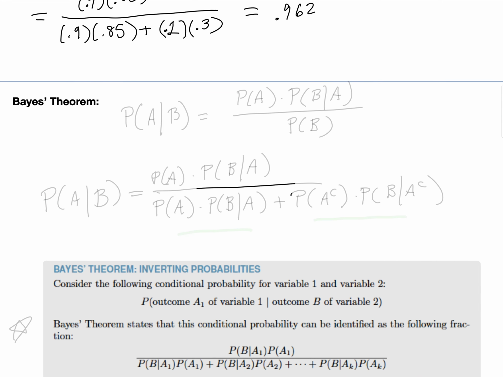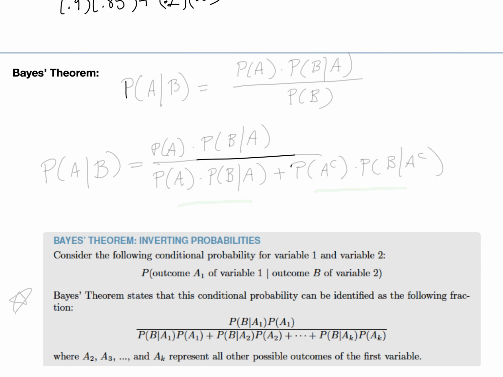It's written in different ways. One of those is that the probability of A given B is equal to the probability of A times the probability of B given A divided by the probability of B. That's one way that people write Bayes' theorem.